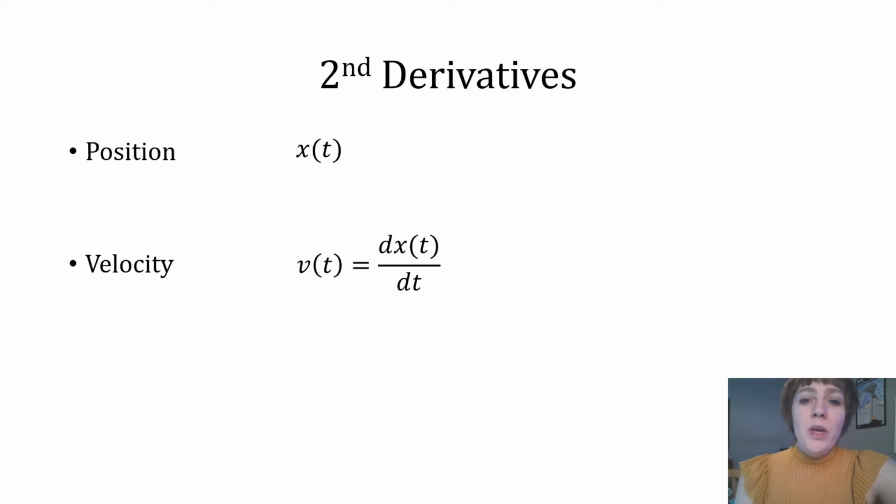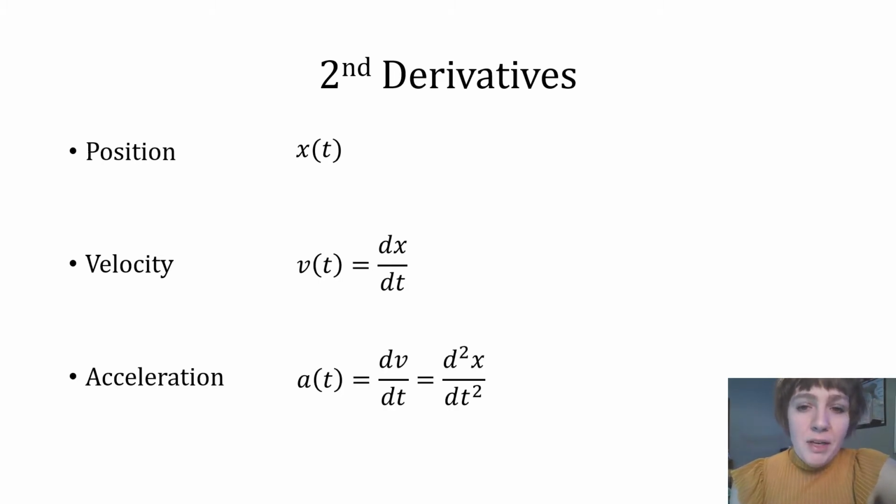Of course, we can take this a step farther because we can also take the derivative of velocity and look at how velocity changes with time. So the derivative of velocity, the rate of change of velocity with time, is of course acceleration. Now, because velocity is the first derivative of position, when we take the derivative of the first derivative, what we're doing is actually taking a second derivative. So acceleration is the second derivative of position, that's what this d squared means.